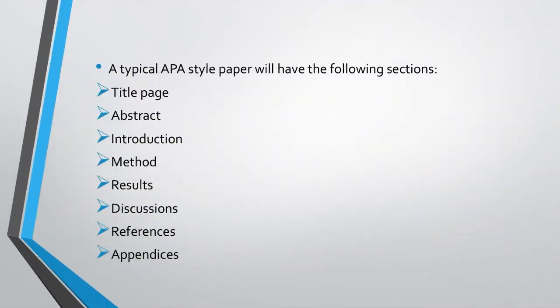A typical APA style paper, that is, when we are writing a research paper in APA style, your paper will follow all these sections. It should have a title page, abstract, introduction, method, results, discussion, references, and appendices.